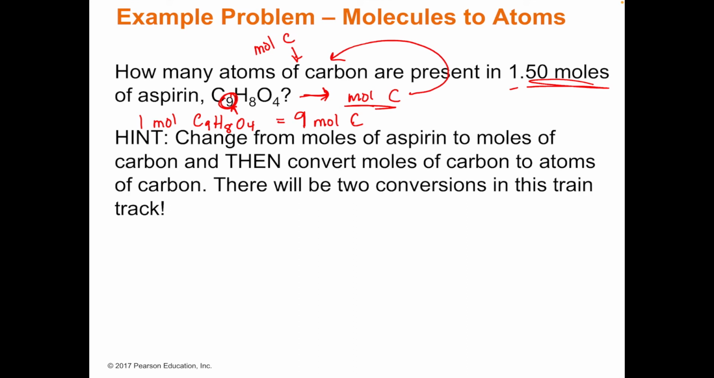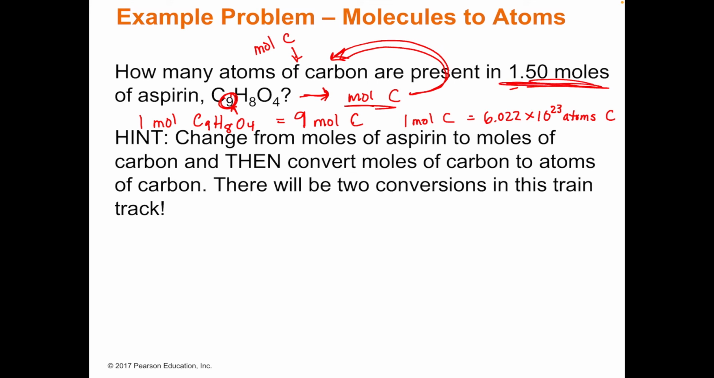And we learned before, right, whenever we need to go from moles to atoms, that's going to be Avogadro's number. We know that for every 1 mole of carbon, there are 6.022 times 10 to the 23rd atoms of carbon. So we can do 2 separate train tracks here so that we can convert from moles of aspirin to moles of carbon, and then from moles of carbon to atoms of carbon. Okay, so let's go ahead and try this out.